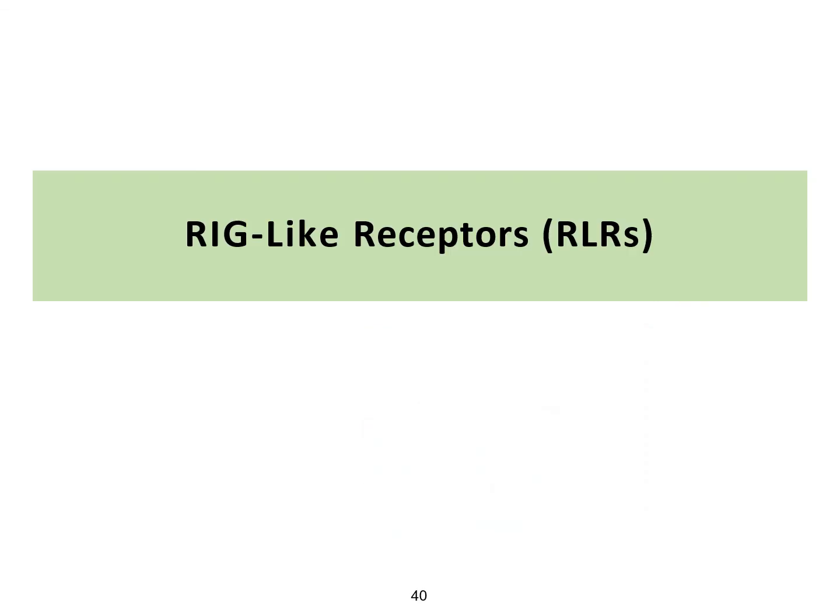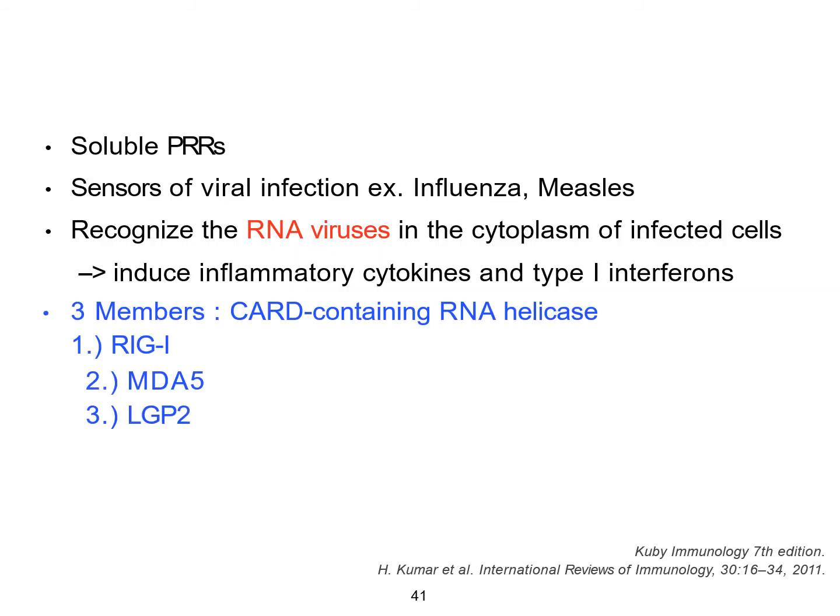And RIG-like receptors. So we have seen the CLRs, NLRs and now RLRs. These are the soluble PRRs and they sense various viral infections and recognize the RNA viruses in the cytoplasm of infected cells, which induces inflammatory cytokines and type 1 interferons. So three members are present, that is RIG-I, MDA5 and LGP2. These are CARD containing RNA helicases. CARD means caspase activation recruitment domain.